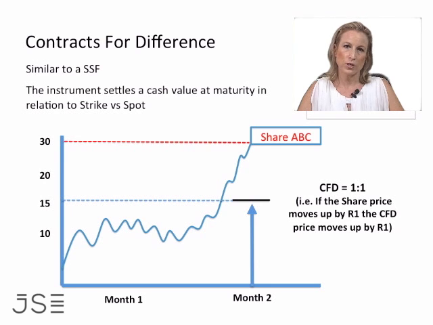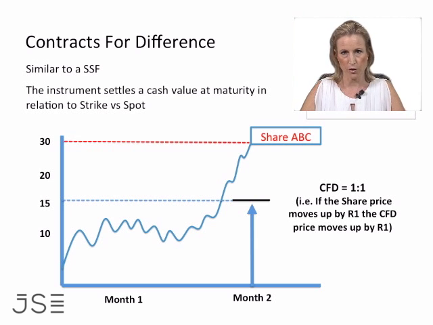Now, the contract for difference would also lock this fund manager and give them certainty of price at the 15. But rather than giving the fund manager the opportunity to buy at this price, the contract is cash settled. So, if month 2 arises and the stock price has in fact risen to, say, for example, 30, what the fund manager will do is buy their shares at 30.